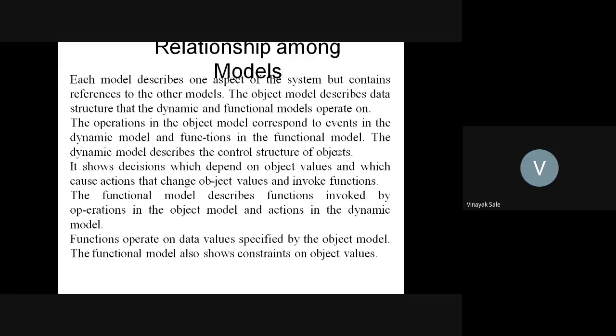The functional model describes functions invoked by operations in the object model and actions in the dynamic model. Functions operate on data values specified by the object model. The functional model also shows constraints on object values.